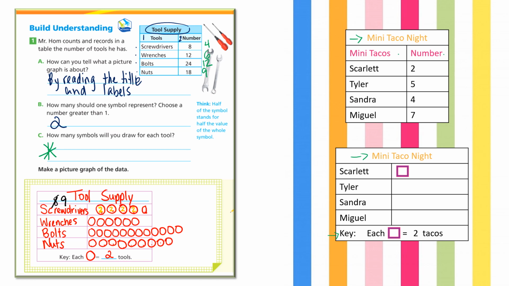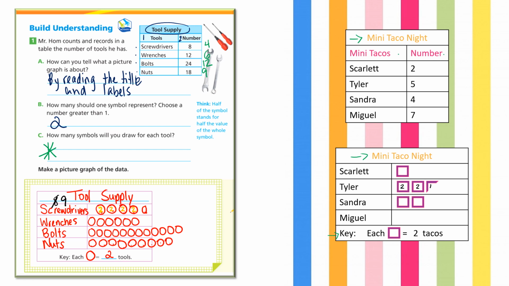For Tyler, he's eating 5, so let's count by 2s. So we have 2, 4, but I know that I can't add another whole one, because if I add another whole symbol, I'm going to get 6. So I'm going to add half of that symbol, which would be 1. So 2, 4, 5. Okay. And that's because each one of these represents 2, this represents 2, and this one represents 1. Sandra's eating 4 tacos. So I know that 4 divided by 2 is 2. So I should have 2 of the symbols.